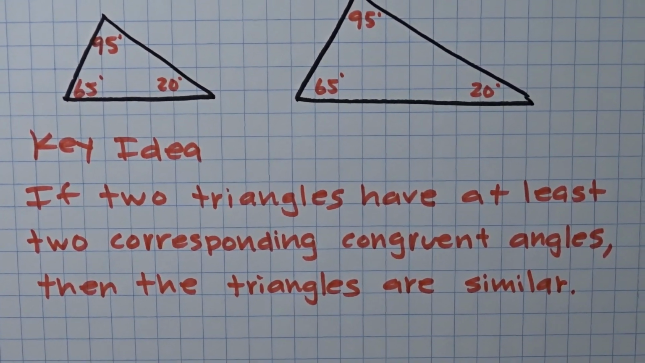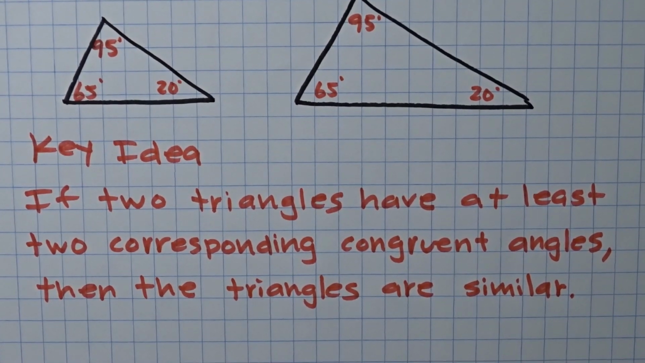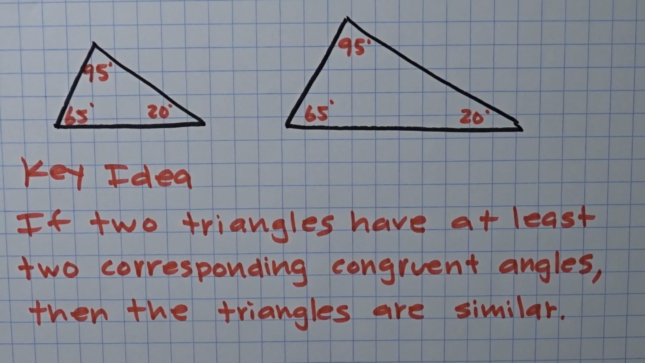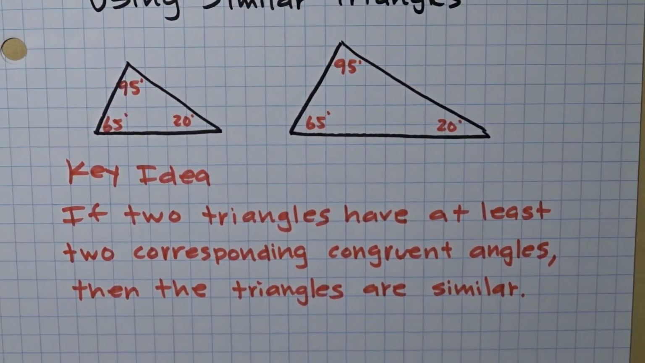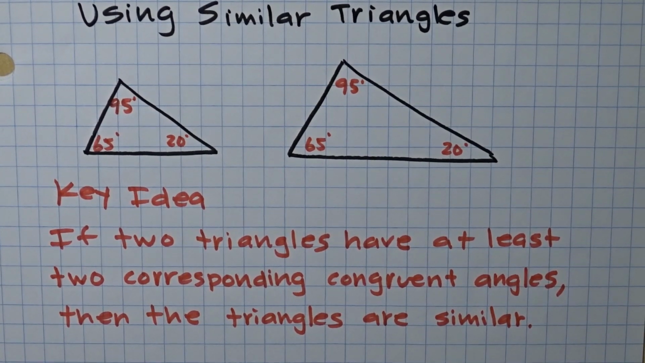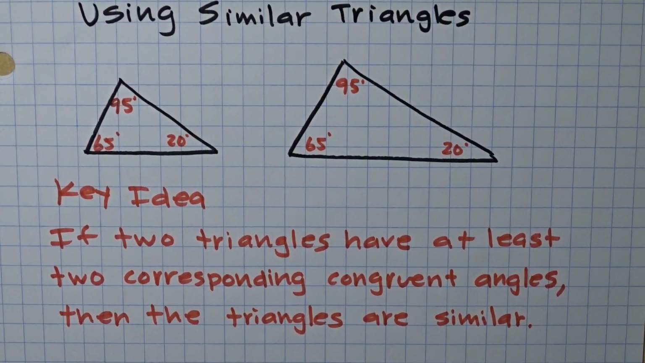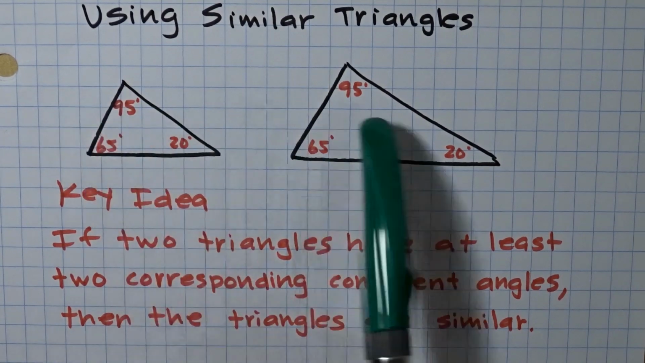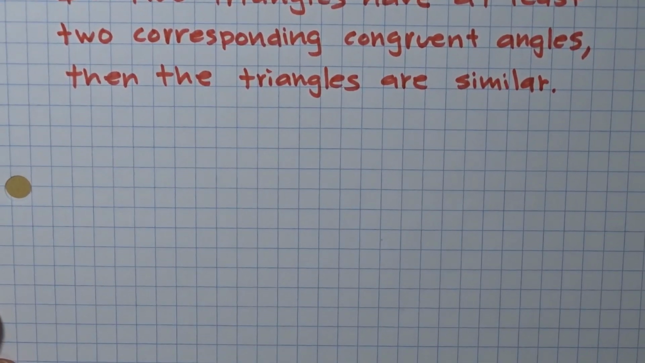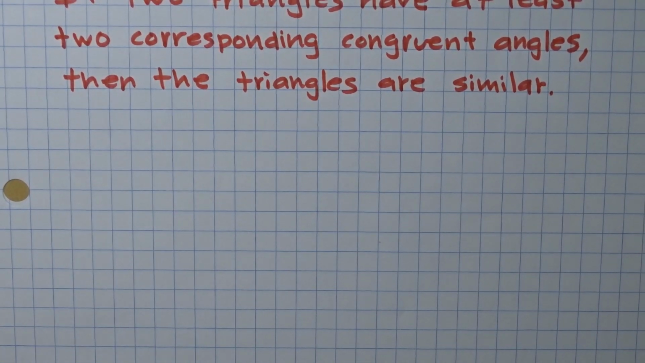All 3 angles will be congruent, but if you're trying to verify and check, you really only have to check 2. And then by default, the other ones will also be congruent. So we would say these 2 triangles are similar because they have congruent corresponding parts. All right, so let's look at an example.